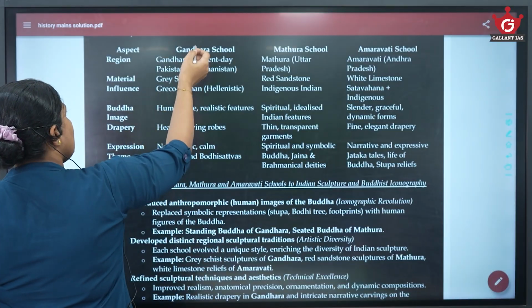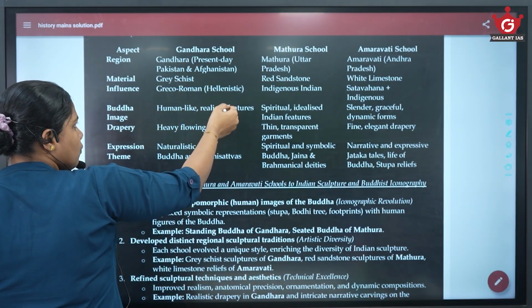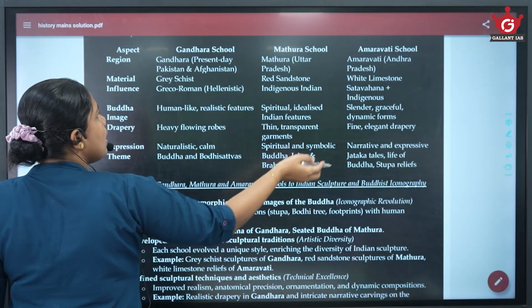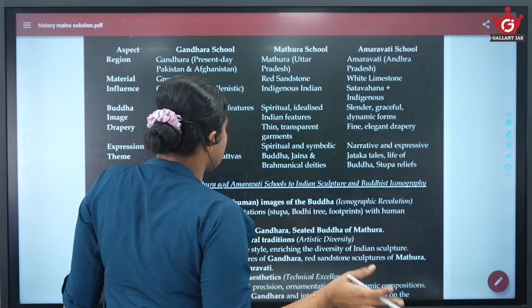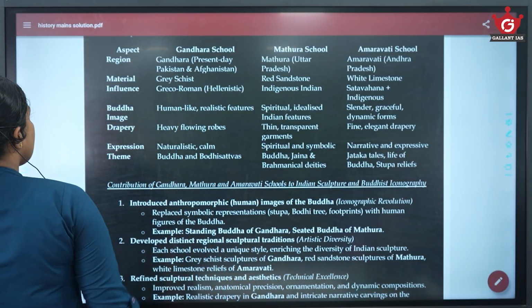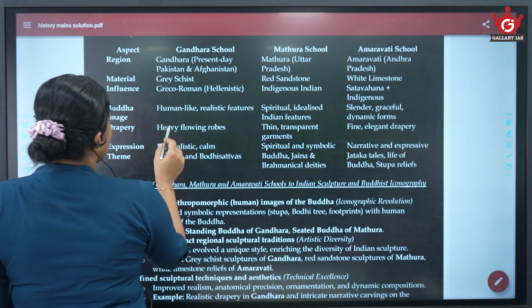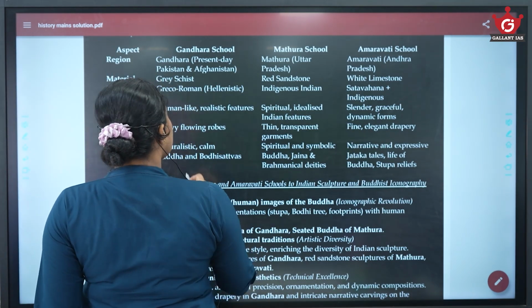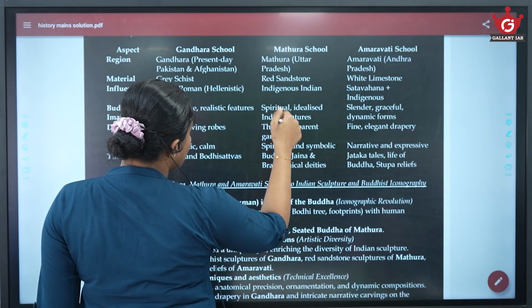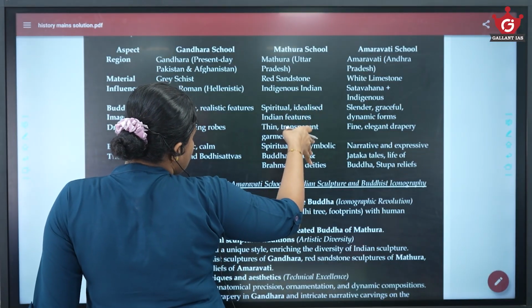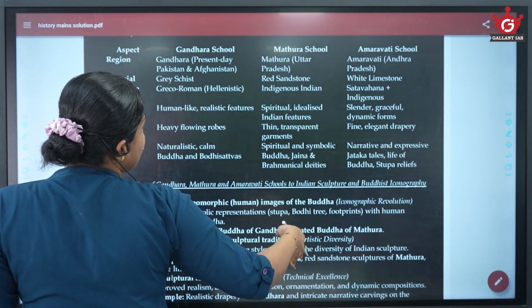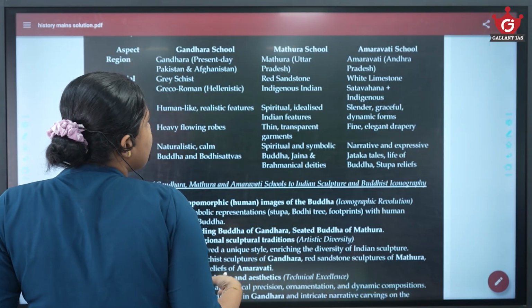Regarding influence, Gandhara had the Greco-Roman influence. Mathura was indigenous. The Amaravati school had Satavahana elements as well as indigenous Indian elements. Regarding the Buddha image, the Gandhara school had human-like realistic features. Mathura was more spiritual, with more idealized Indian features. Amaravati had more slender, graceful, dynamic forms.